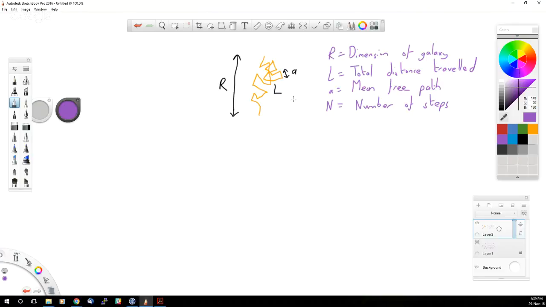Now, this means that L, the total length traveled, is equal to the number of steps multiplied by the mean free path, and I'm going to call that equation 1.